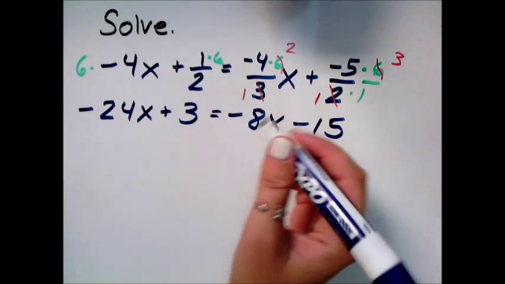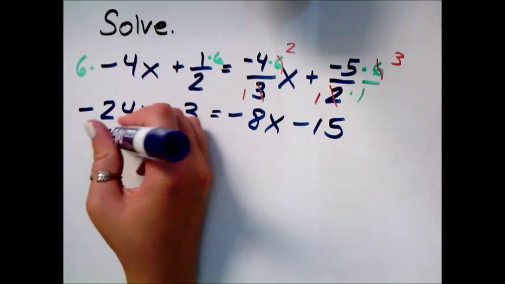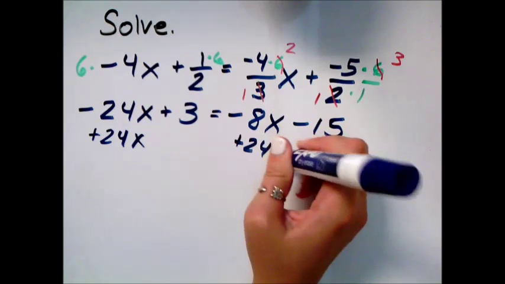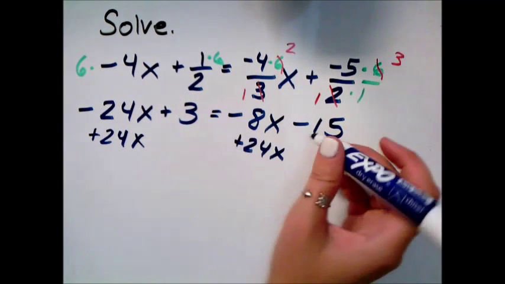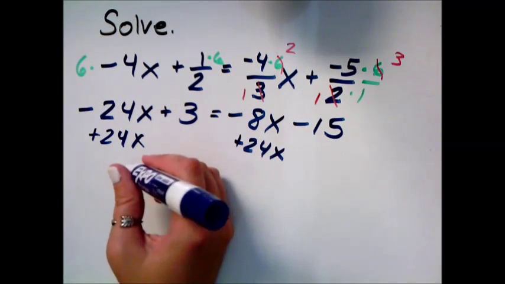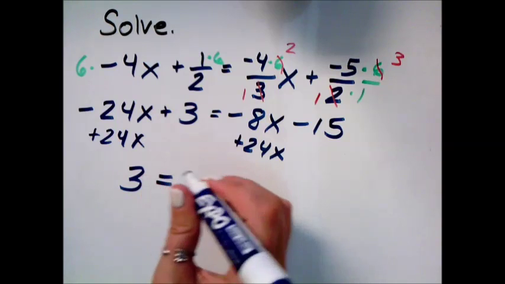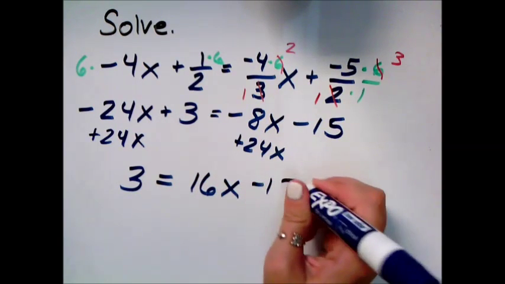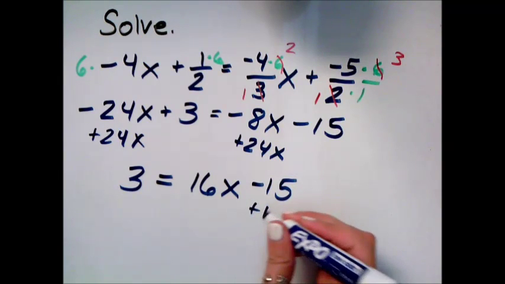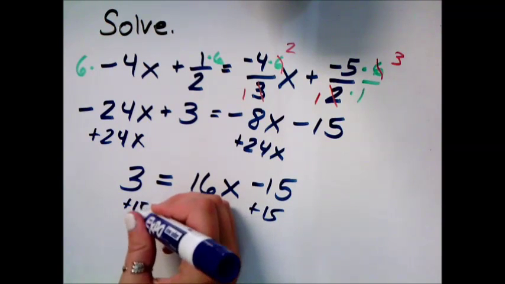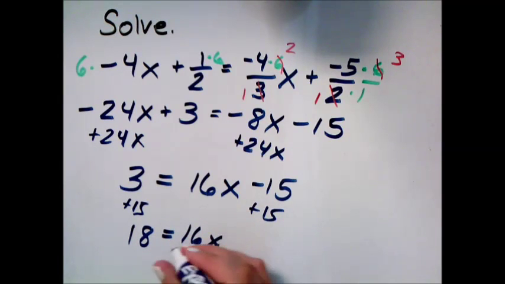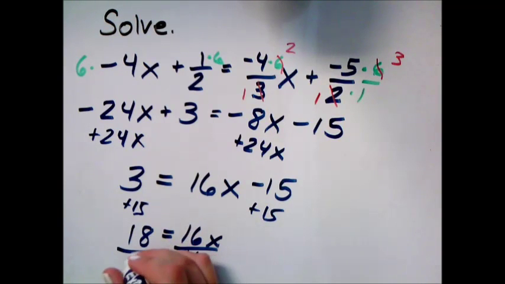Now it'll be a lot easier to do steps to both sides of this, so let's maybe add 24x to both sides. And I'll do one step at a time. So we get 3 equals 16x minus 15. And then I'll add 15 to both sides. So I have 18 equals 16x. And divide both sides by 16.